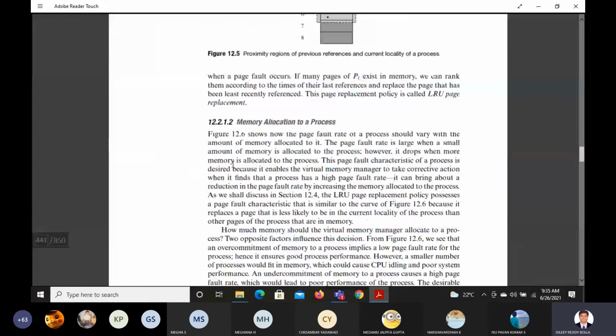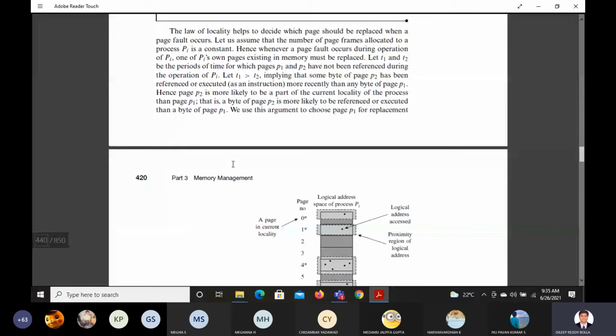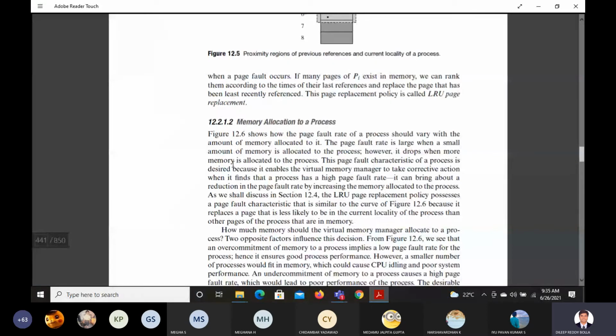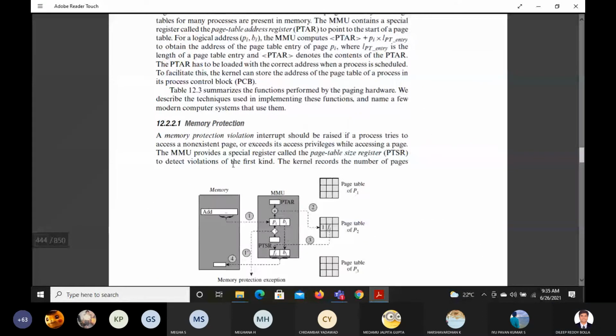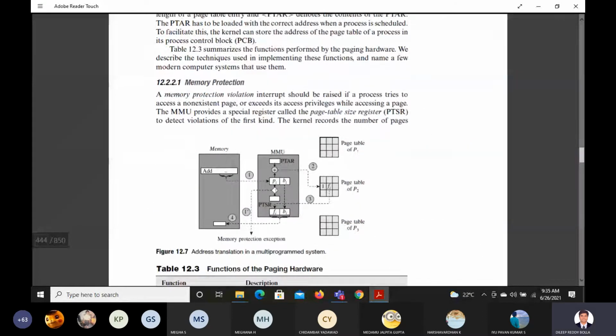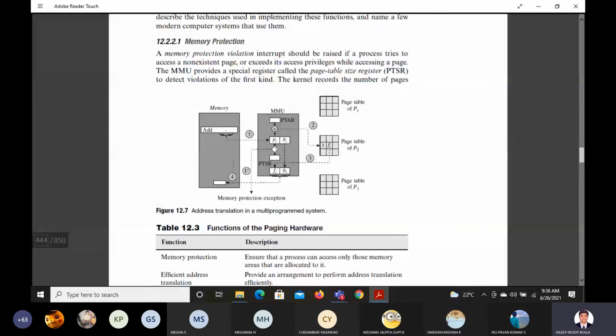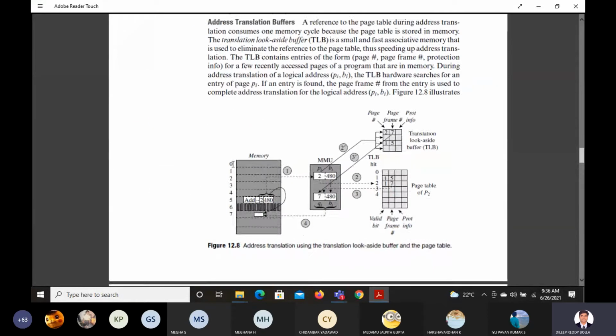This is a very simple concept, just trying to show how this is getting loaded, and how to protect the memory. This is also one of the interesting concepts: how to protect the memory when you are translating from one to one. So how do we protect it is what they are doing. These three concepts you read, they are interesting concepts.